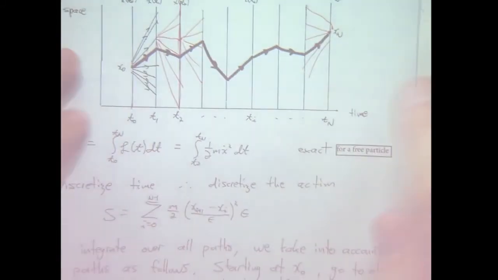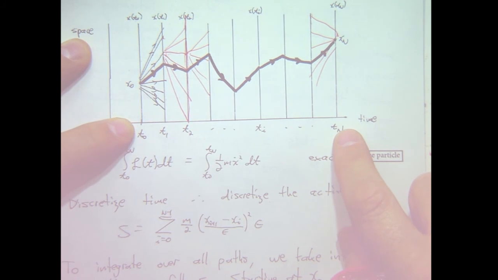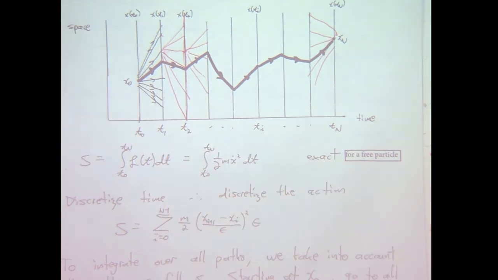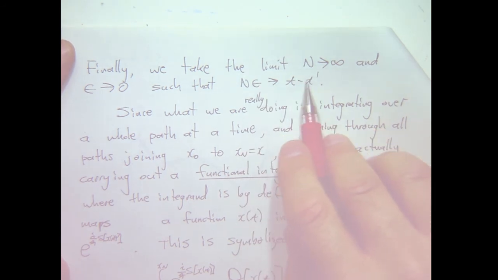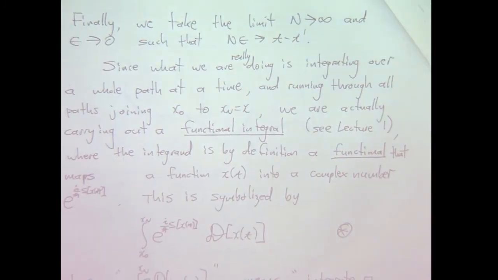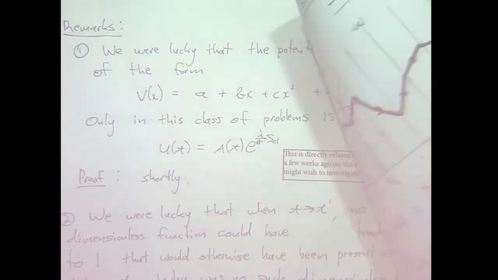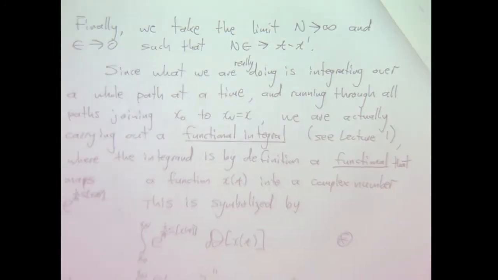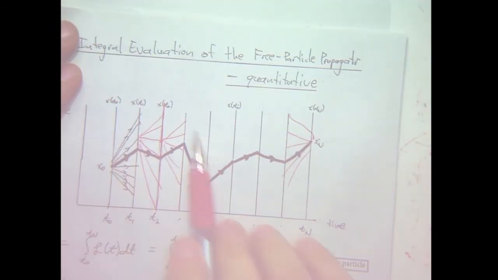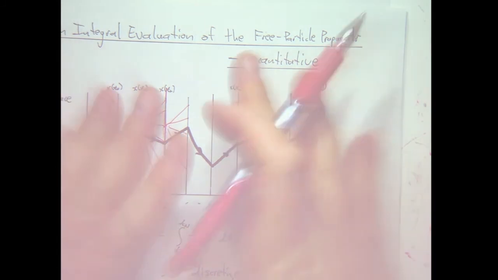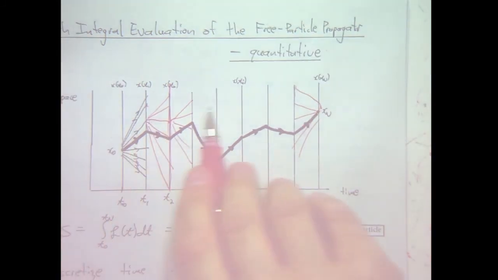And then finally, after you do all that, you let the number of time slices tend to infinity, and epsilon tends to zero, such that the number of time slices times the width of each time slice tends to the time interval we're interested in, t minus t prime. The action that we've used is a general action, not the classical action, right. So what we're really doing here, eventually, after the limit process at the end, is integrating over all possible paths.